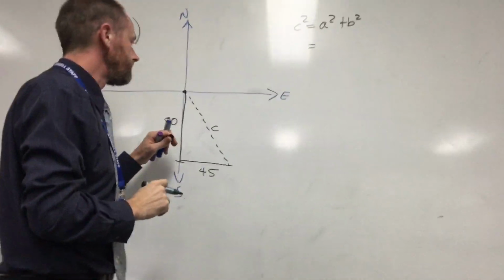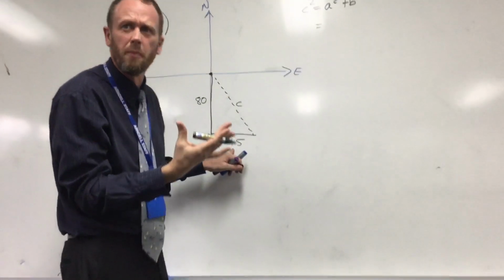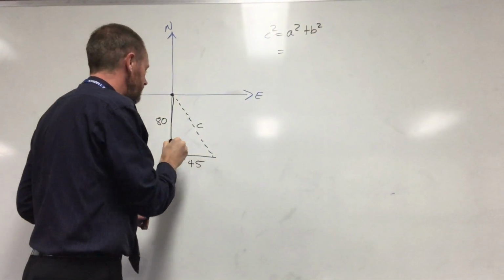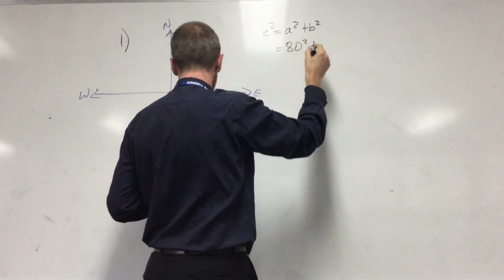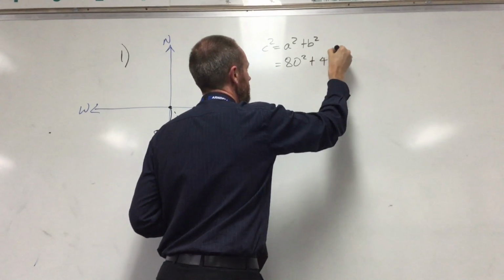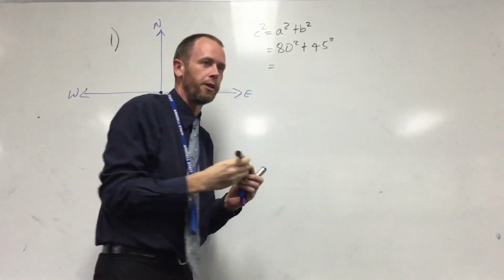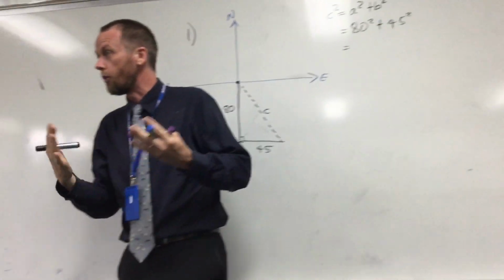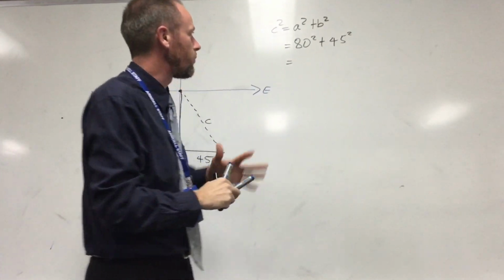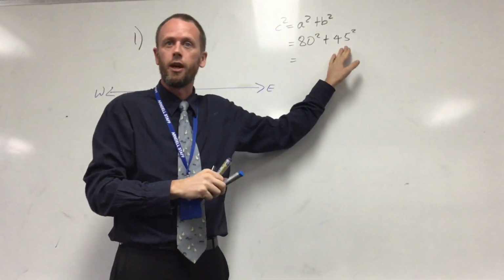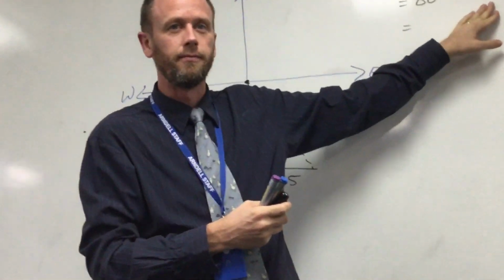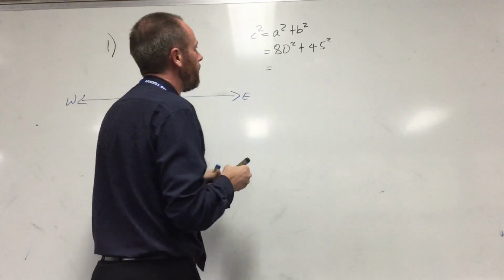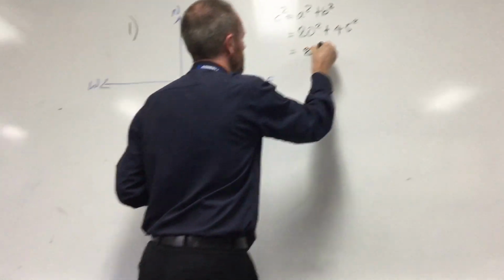What we do know, we've got an a and a b. It doesn't really matter which one. As long as you know your triangles right, you can use them. So c squared is equal to 80 squared plus 45 squared. Now I'm hoping somebody's got their calculator out who can quickly tell us what 80 squared plus 45 squared is equal to. 8,425. That's equal to 8,425. Well done, thank you.